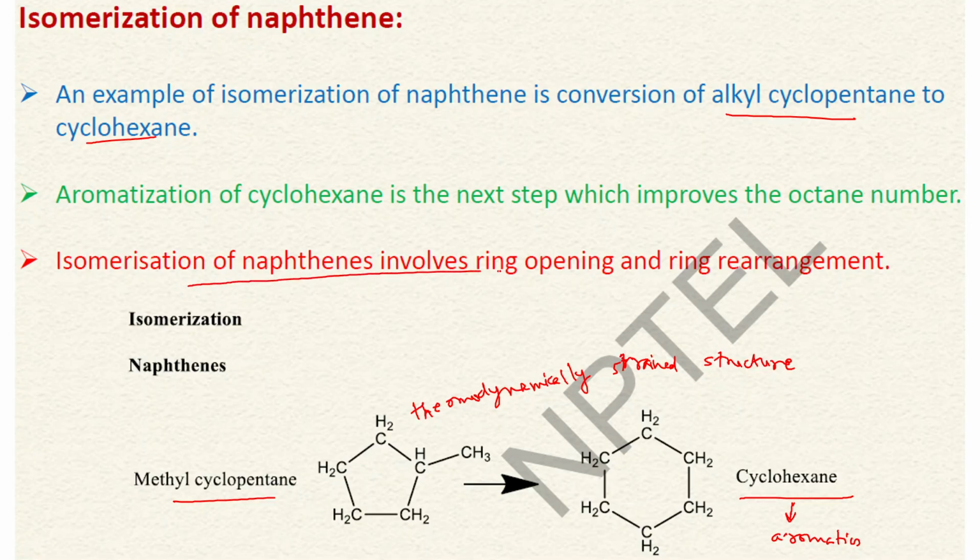Isomerization of naphthenes involves ring opening and ring rearrangement. So in this isomerization of naphthenes, what happens? It involves ring opening. Firstly, this 5-membered ring opens, and then it rearranges to form a 6-membered ring.